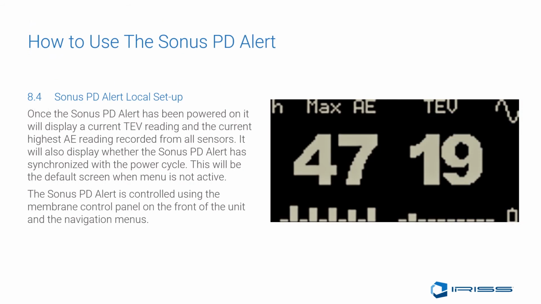Section 8.4, Sonos PD Alert Local Setup. Once the Sonos PD Alert has been powered on, it will display a current TEV reading and the current highest AE reading recorded for all sensors. It will also display whether the Sonos PD Alert has synchronized with the power cycle. This will be the default screen when the menu is not active. The Sonos PD Alert is controlled using the membrane control panel on the front of the unit and the navigation menus.